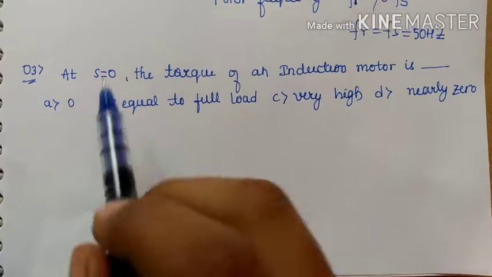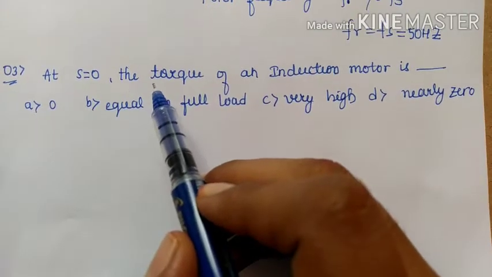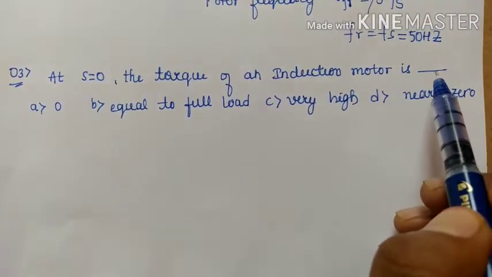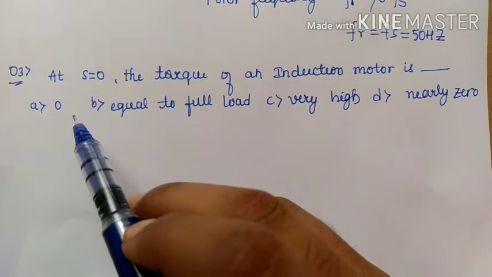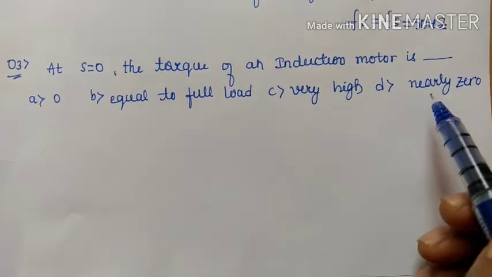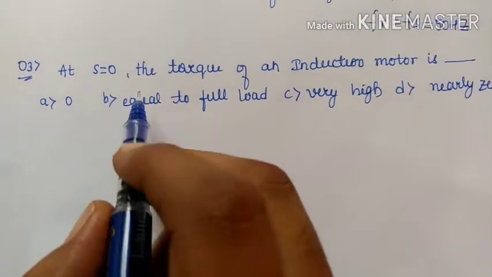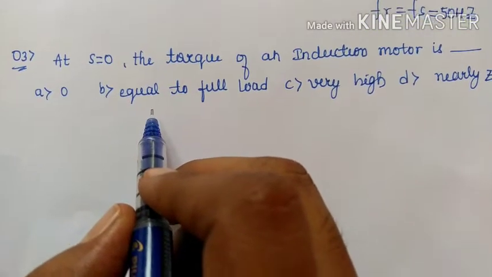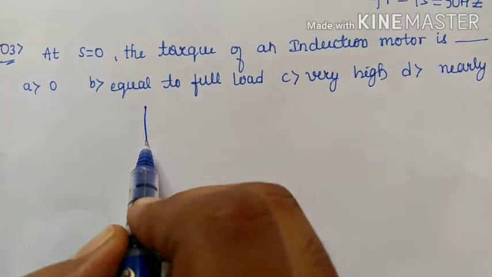So here we have the next question. At slip equals 0, the torque of an induction motor is dash. The options they have given are 0, equal to the full load, very high, and nearly 0. For this we have to draw the torque slip characteristic curve. So let's draw that.